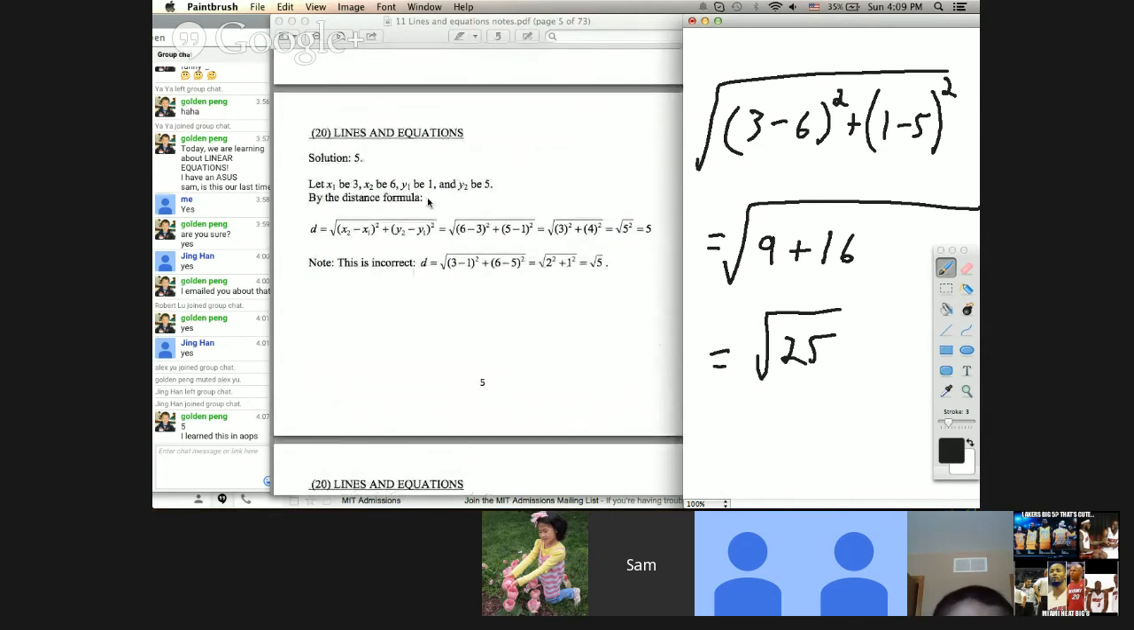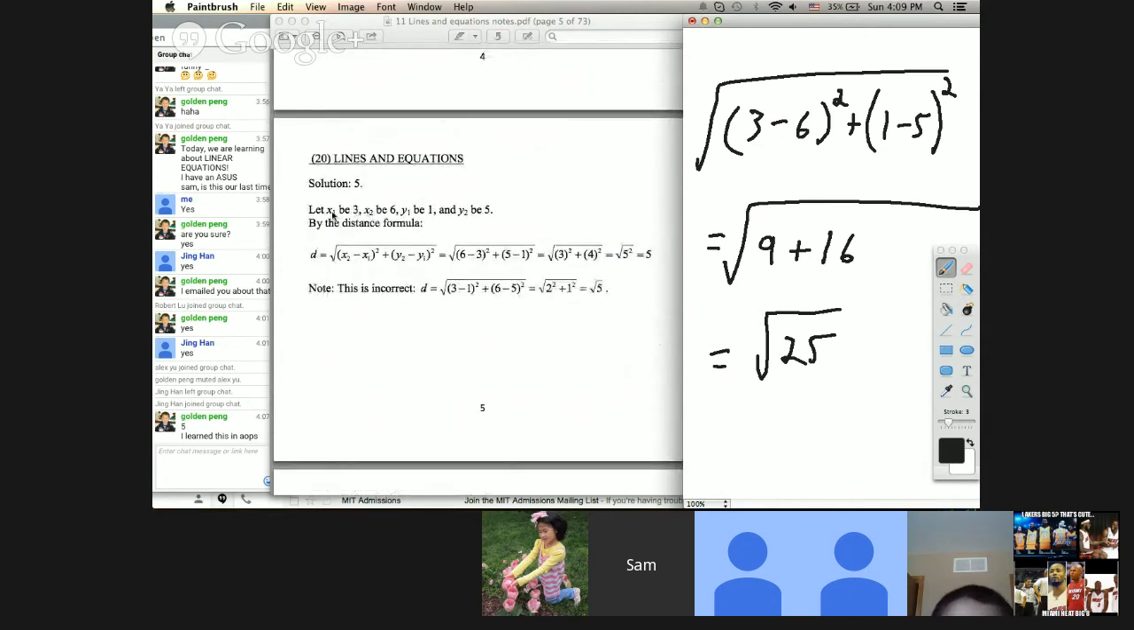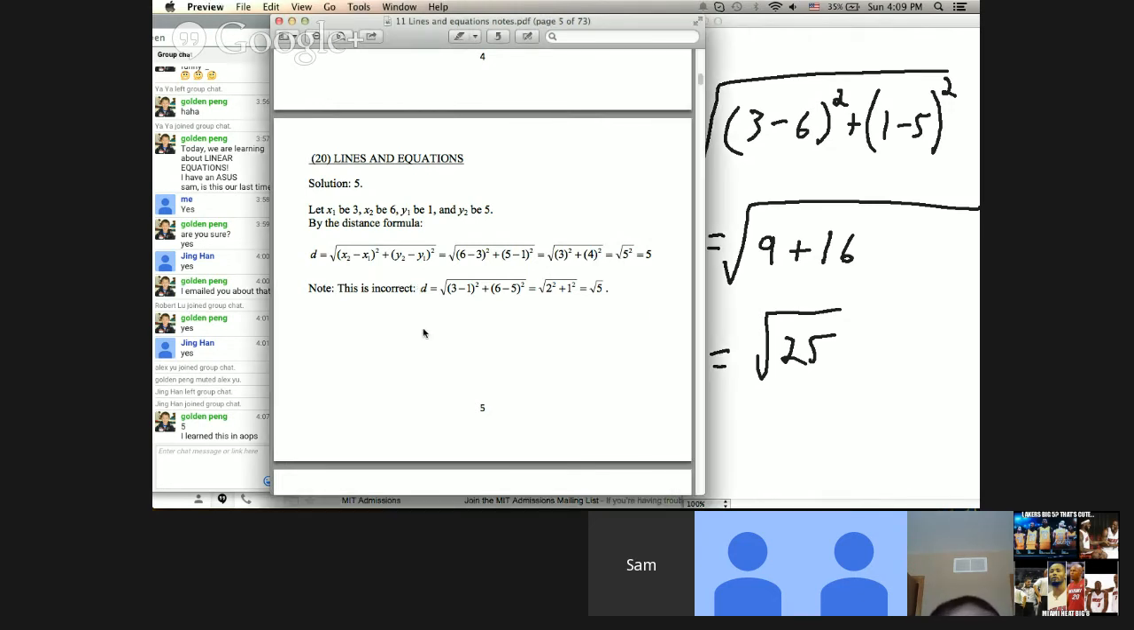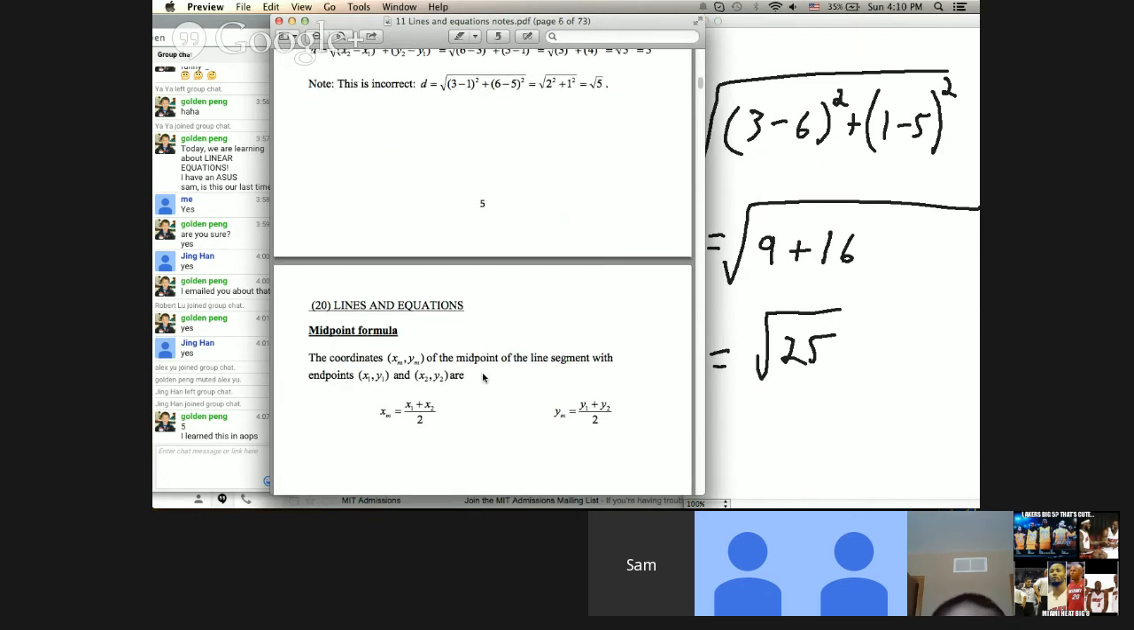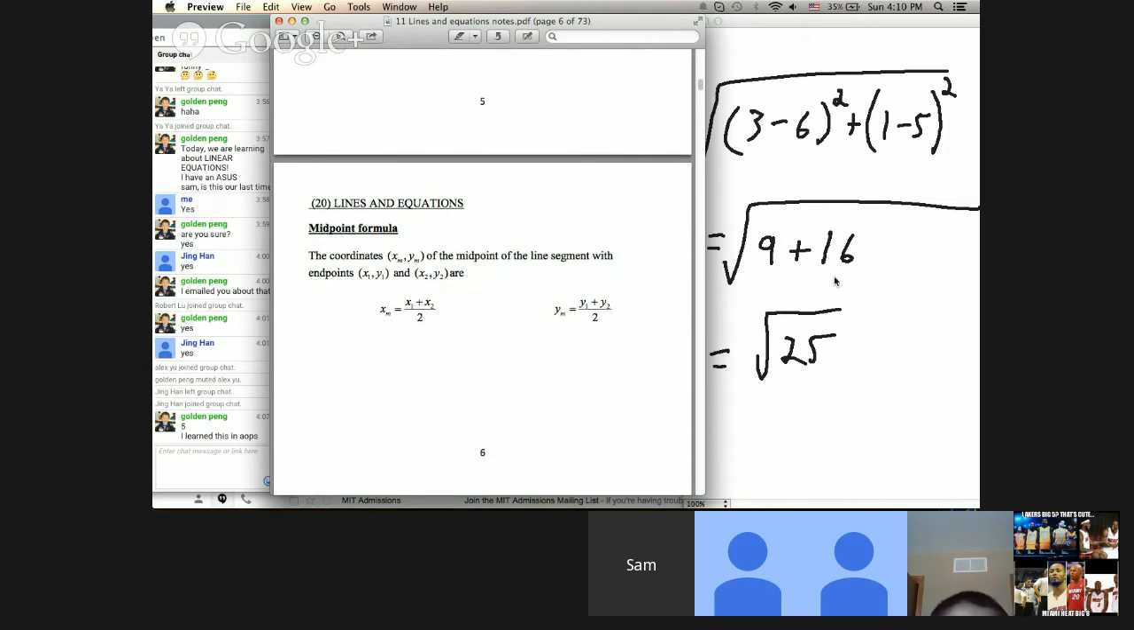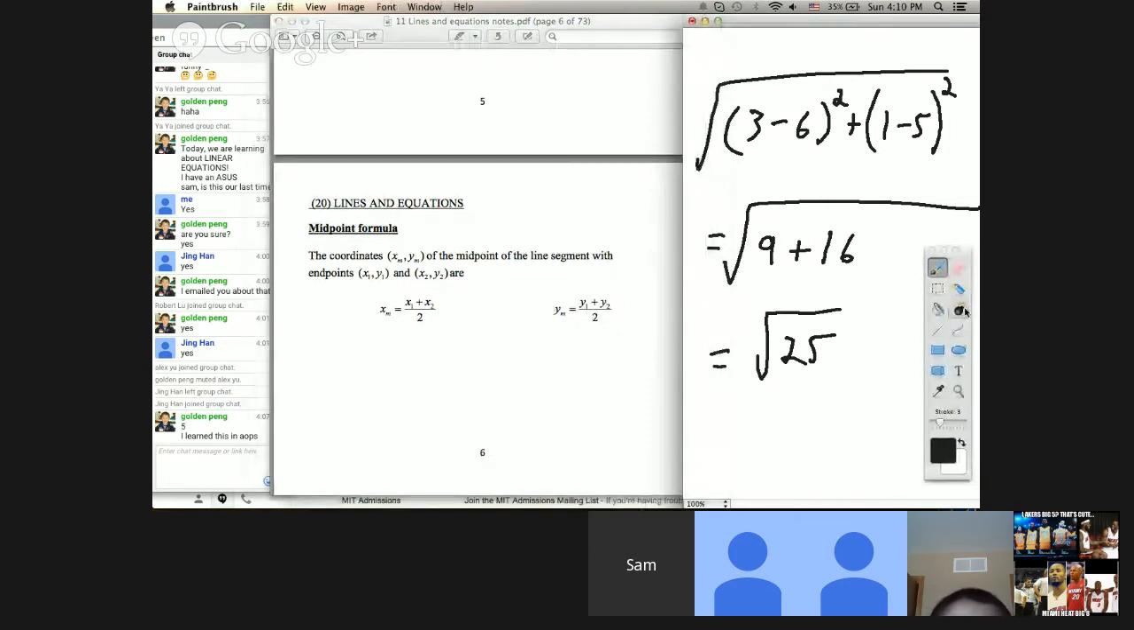Okay, I think there's another one. So like here, x1 is 3, x2 is 6, y1 is 1, and y2 is 5. So it's just the difference in the x points and the difference in the y's, and then take the square of that and then the square root. Note this is incorrect if you subtract 3 from 6 and then 5 from 1 or something like that. Okay, I think there's more on this later, so we'll talk about this.